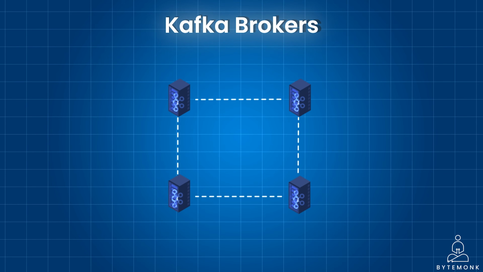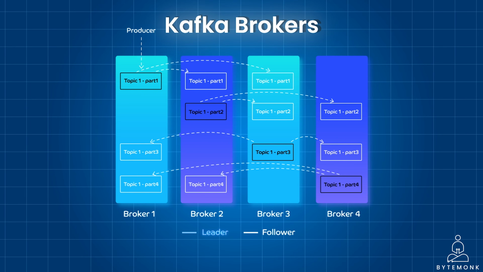Earlier, we learned that a Kafka cluster isn't just one machine. It's a powerful distributed system made by multiple servers called brokers. These brokers work together to provide a highly available and scalable platform for handling real-time data streams. Each broker stores a portion of the data and is responsible for processing requests from producers and consumers. They receive data from producers and send it out to consumers.